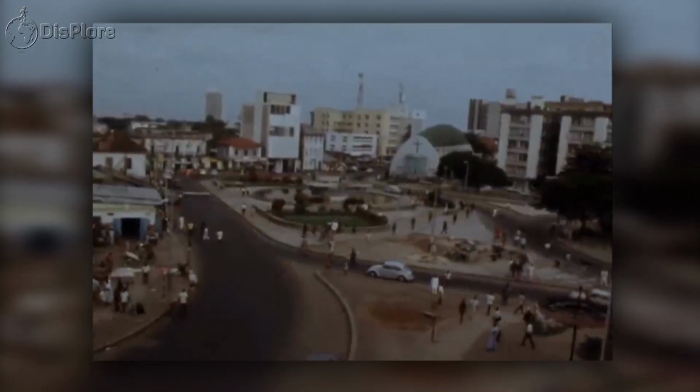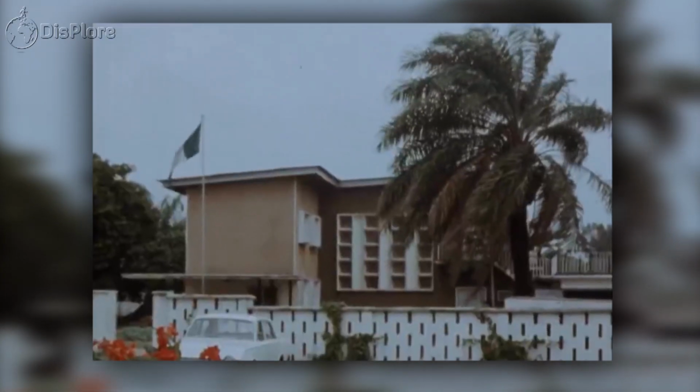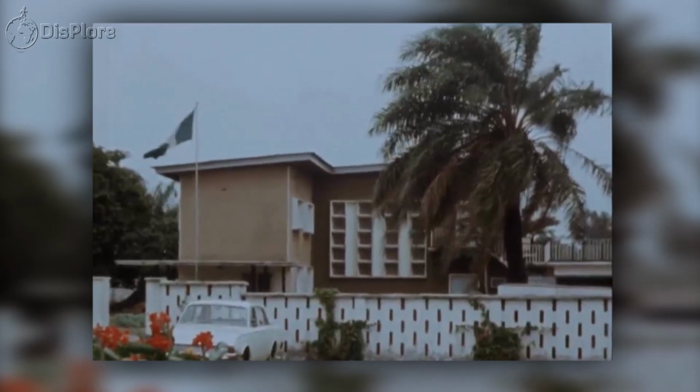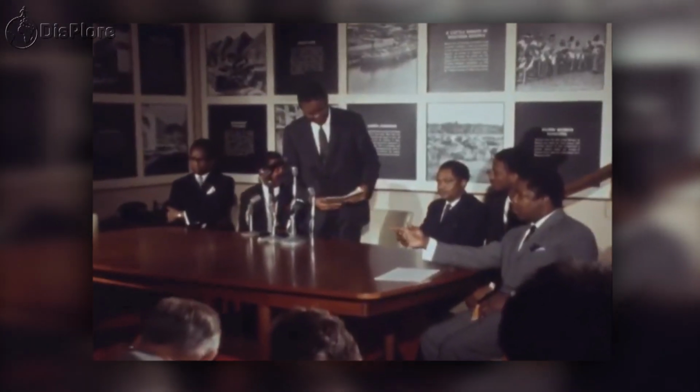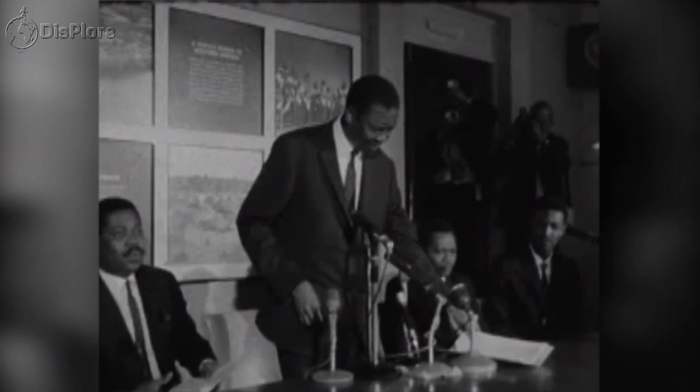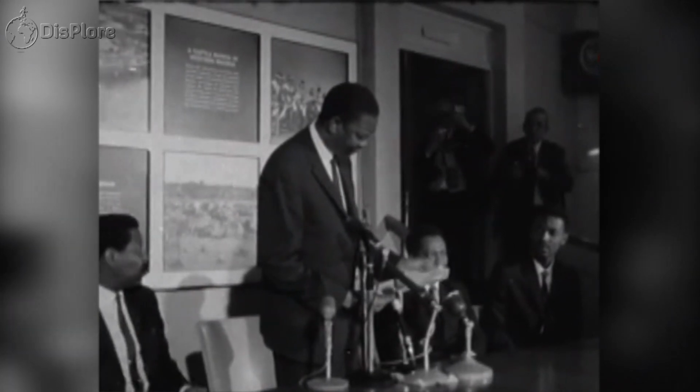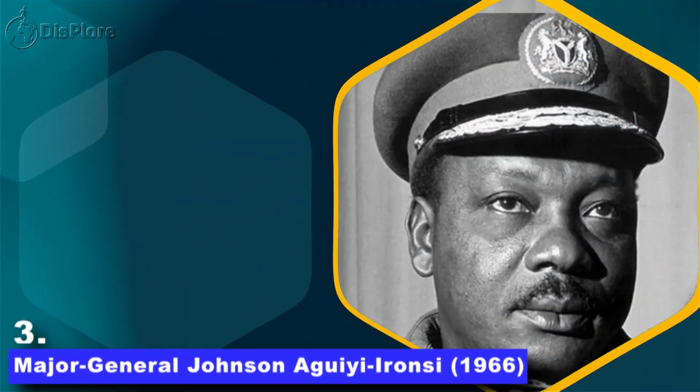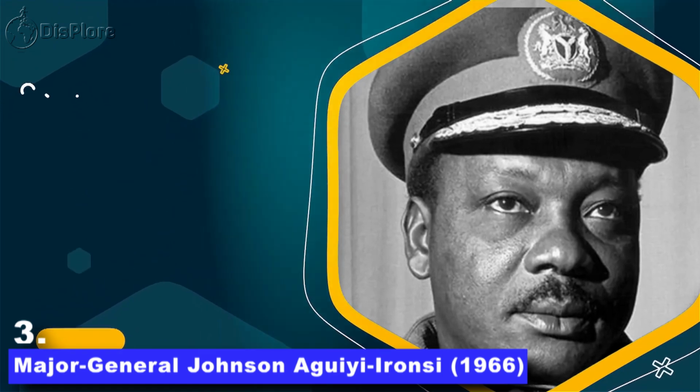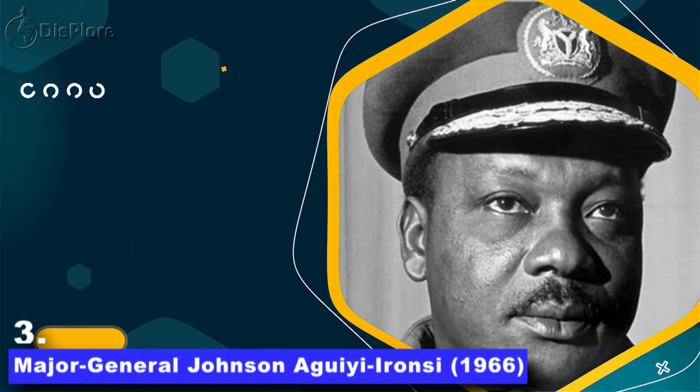The 1963 Constitution, Nigeria's first constitution as a federal republic, was promulgated during his administration. He was in power for 3 years, from 1963 to 1966, before being overthrown by a military coup. At the University of Nigeria Teaching Hospital in Enugu, he passed away. 3. Major General Johnson Ngugi Ironsi, 1966.